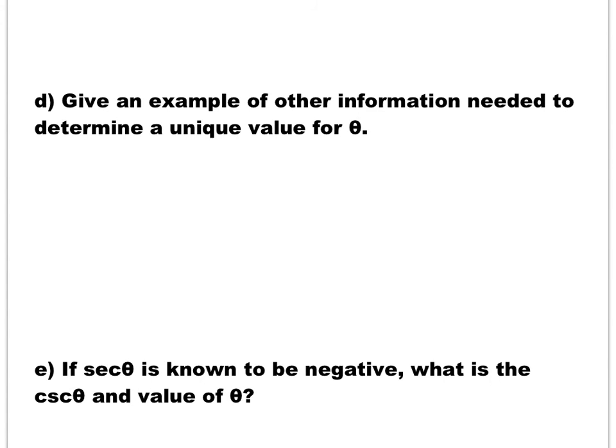The next part of the question says, give an example of other information needed to determine a unique value for theta. For instance, if we know which quadrant theta is located in, we can uniquely specify either 135 or 315. For instance, if I say theta is an angle which is in quadrant 2, then we know the only possible value is 135. If we say it's in quadrant 4, then the value is 315.